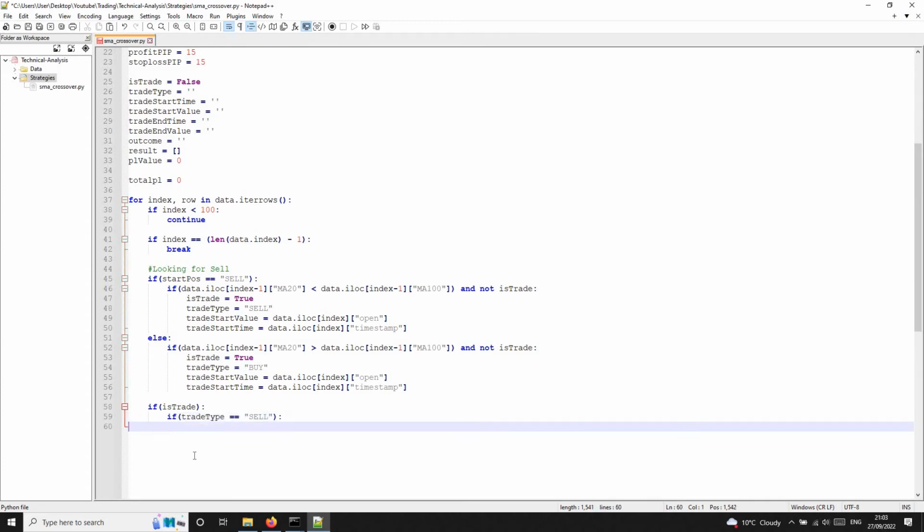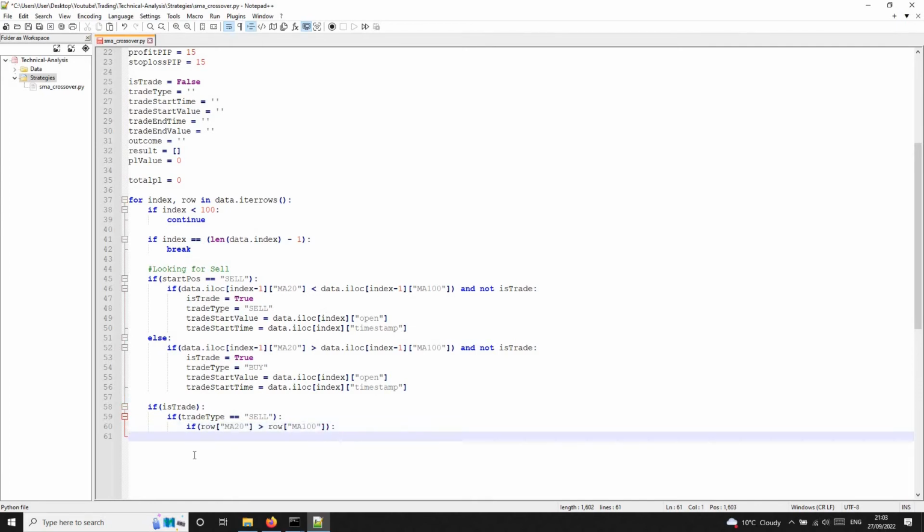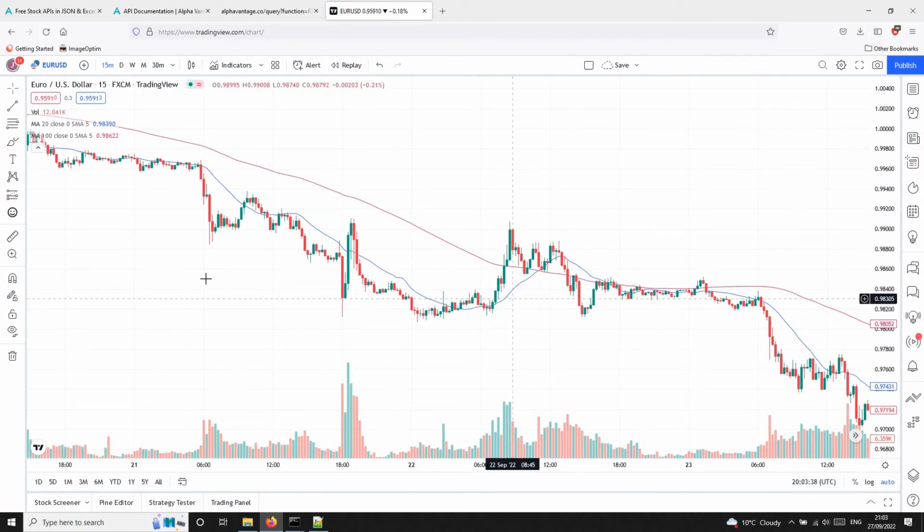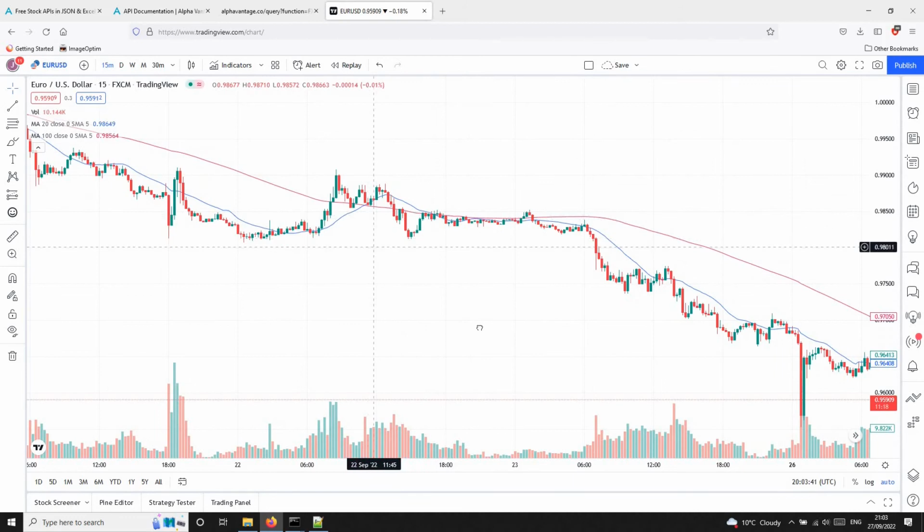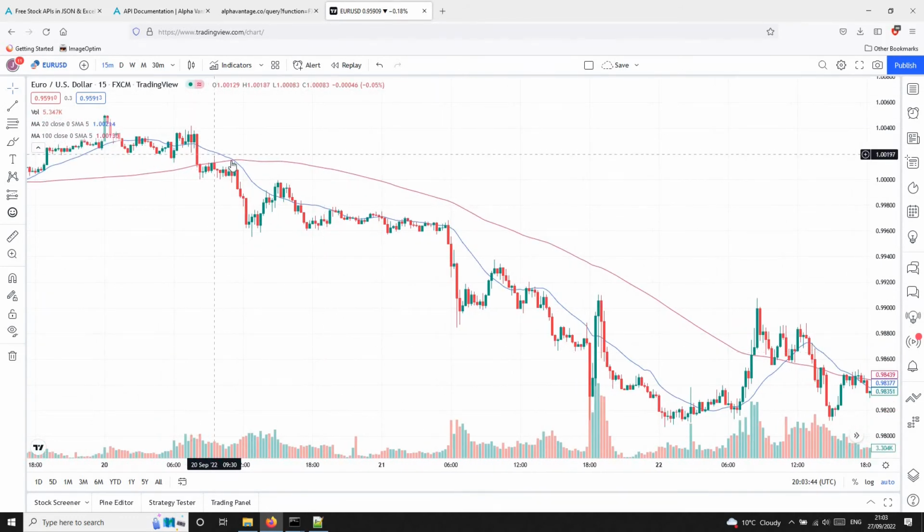Yes, if we are in a trade, is our trade type sell? If it is, then we're going to check, has the MA20 now gone up? So when we are in a trade and it is a sell, let me show you here. Here MA20 crossed MA100 down, so now MA20 is less than MA100. So very first thing, like I mentioned, if it goes up, like for example here it has gone up, I have to close my trade if it hasn't hit my stop loss or profit. So that's what I'm checking.